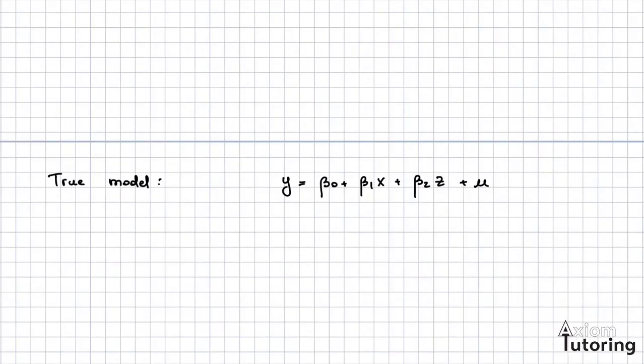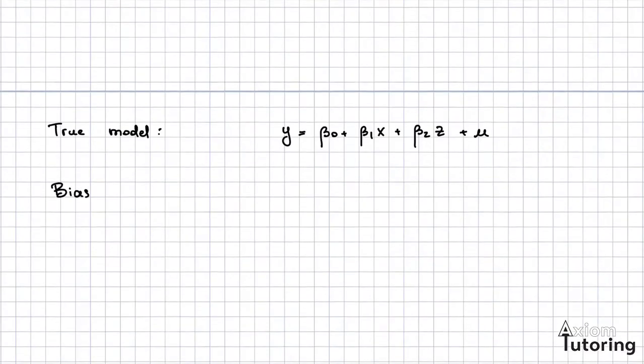The estimated but misspecified model, what we would call our biased model, is y equals alpha 0 plus alpha 1 x plus an error term epsilon. So we are omitting the z variable here, and now we're going to look into what exactly alpha 1 is estimating. We're going to see how it gets contaminated because of the relationship that exists between the x and the z variable.